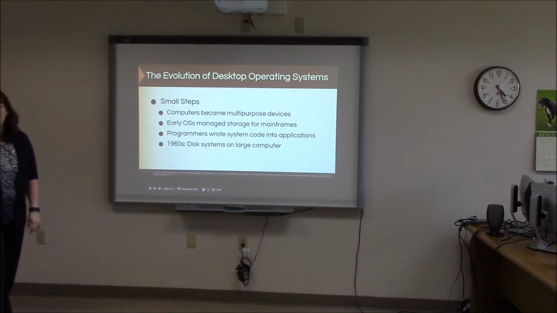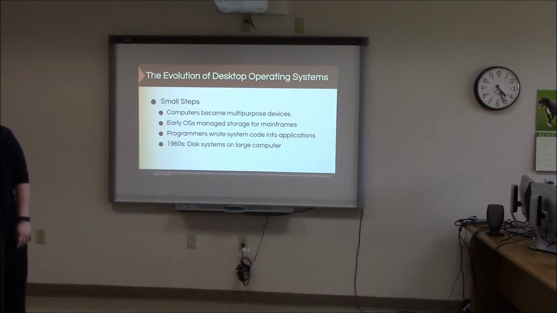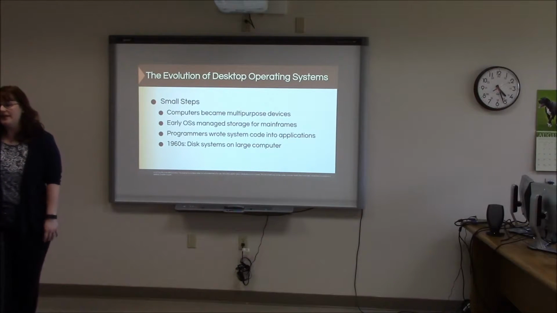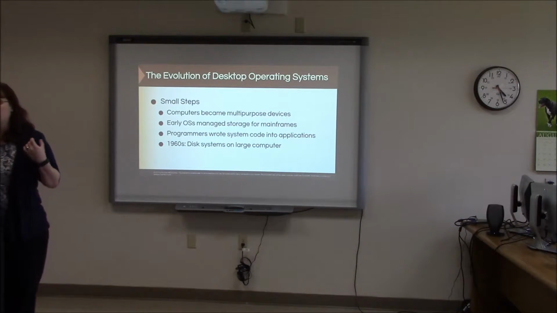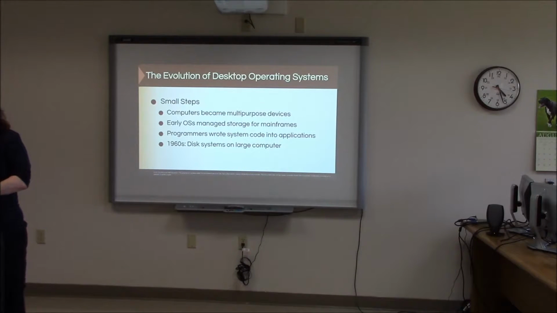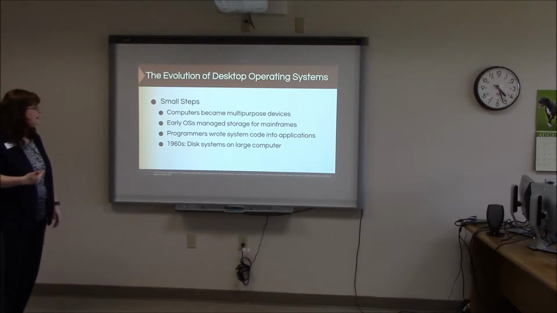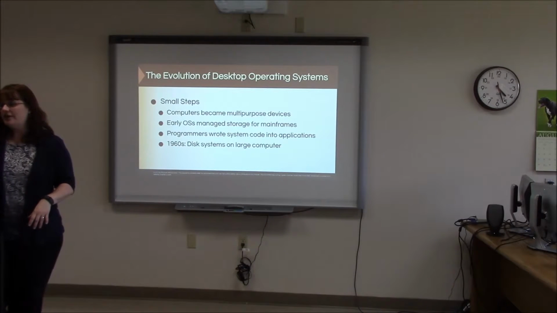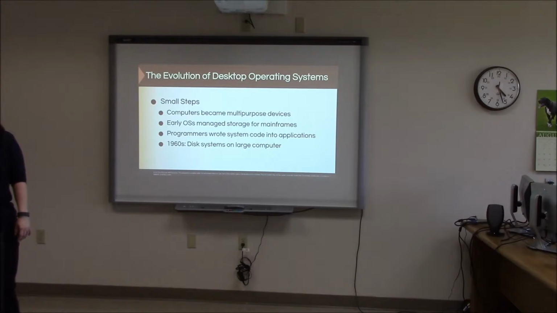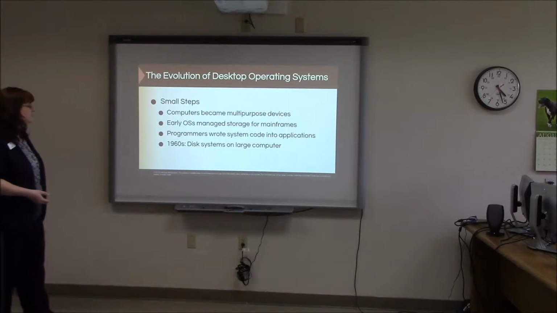As far as the desktop operating system, well, that didn't happen quite as quickly as the other. The user was supposed to define what that computer was supposed to do, so that could just be a single task. The computer was designed to do that thing. It wasn't really until we had early operating systems that allowed us to do more than one thing at a time. So the programmers would write system code in the applications, but by the mid-60s, large computers had hard disk systems. They actually had disks to manage, so that's when the operating system came to be.